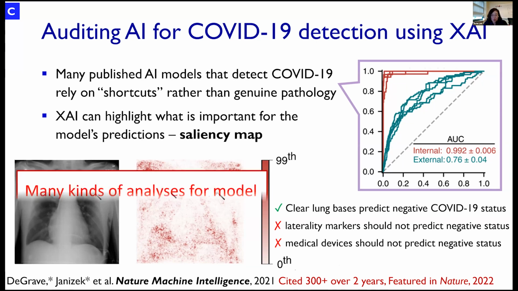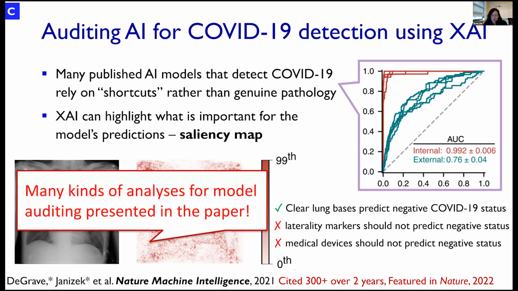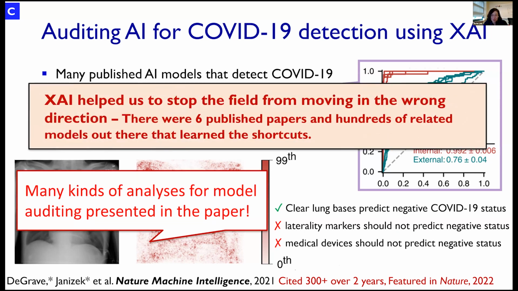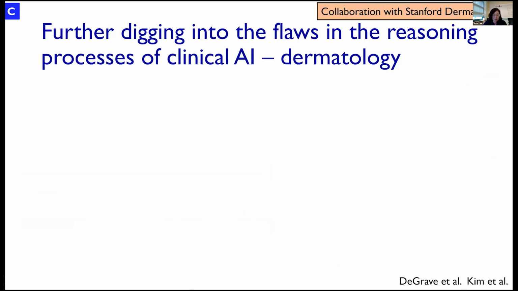So overall, throughout many XAI-based analyses, we basically showed that the field had moved in the wrong direction. There were already six published papers, some of them in prestigious radiology journals, and hundreds of related models out there that learned the shortcut. We even found a startup in India that was going to use some of these models in their country, and we sent a really nice email. The CEO replied really nicely, saying that they are going to look into these issues.